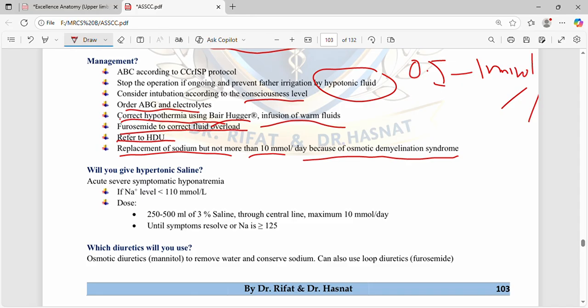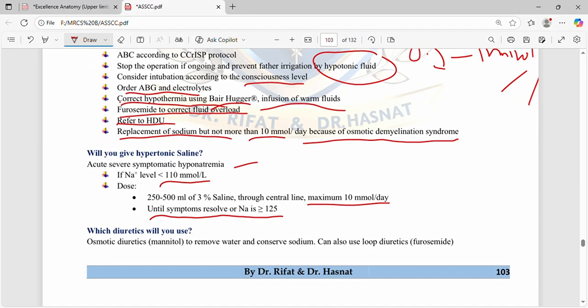Okay. Will you give hypertonic saline? Acute severe symptomatic hyponatremia. So I will give it if the sodium level is less than 110 millimole per liter. So I will give 250 to 500 ml of 3% saline through a central line, maximum 10 millimole per day, until symptoms resolve or sodium is greater than 125.